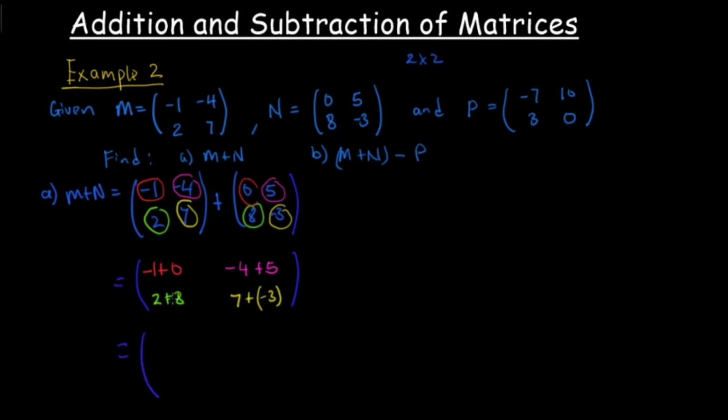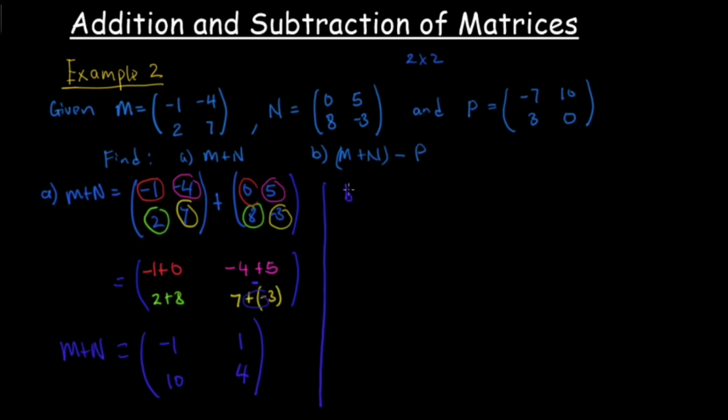So -1 plus 0 is -1. -4 plus 5 is +1. 2 plus 8 gives us 10. And 7 plus -3. A positive and a negative will come together to give us a negative, so we'd have 7 minus 3, which is +4. Therefore, M plus N is equal to -1, 1, 10, and 4.